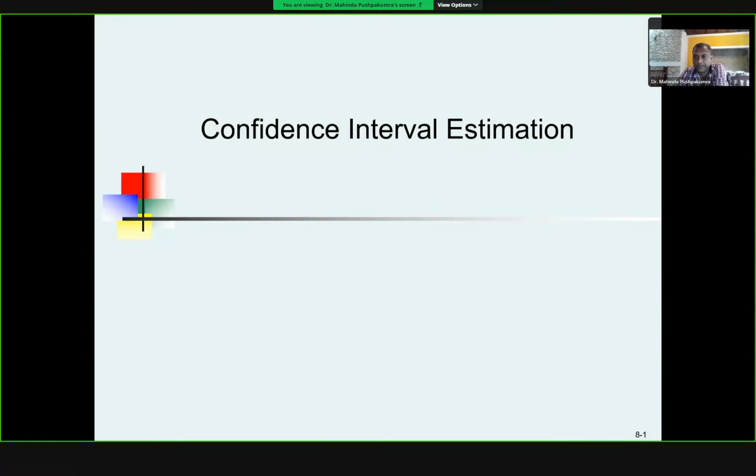Sampling distribution of mean and sampling distribution of proportion. Today our discussion is about confidence interval estimation. The confidence interval estimation is based on the concept of sampling distribution.